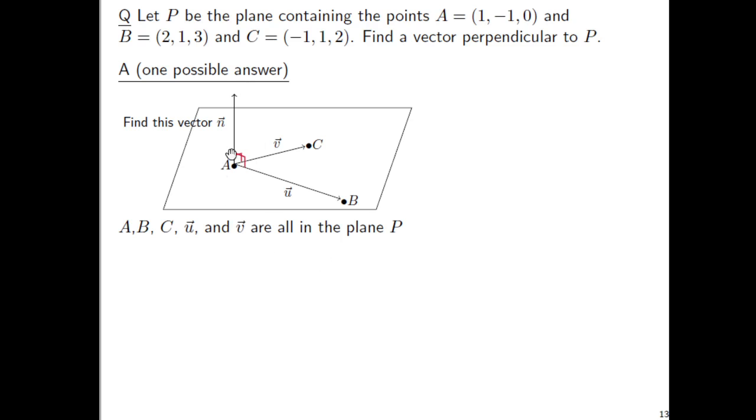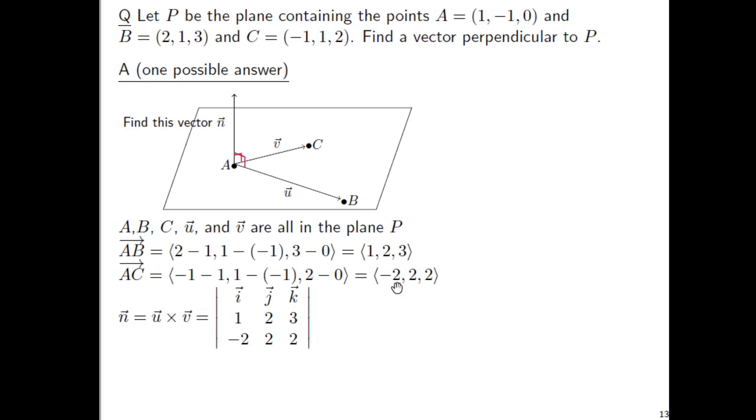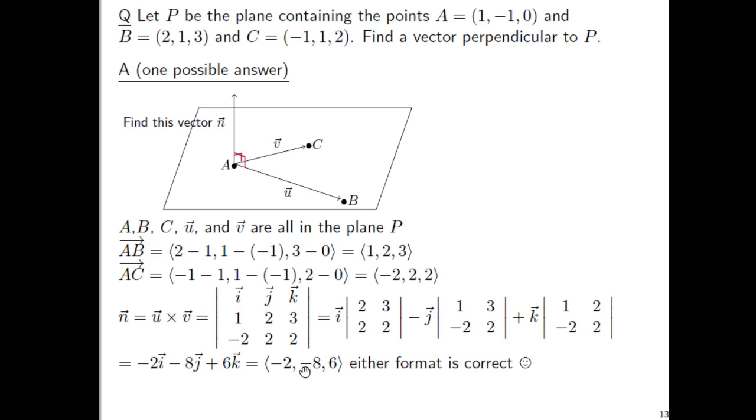So the thing to note about this picture, sorry, I don't mean it to be deceptive, but it's hard to draw these things, is that the points A, B, and C, as well as the vectors u and v, all live inside the plane. And so since u and v are both in the plane, if we take the cross product, we'll get something that's perpendicular. So there's the vector AB. Here's the vector AC. And then if we take the cross product of these two, we'll get -2, -8, 6. Or, of course, you could write this in an IJK format as well. Okay, so this vector here is the one that points out this way.